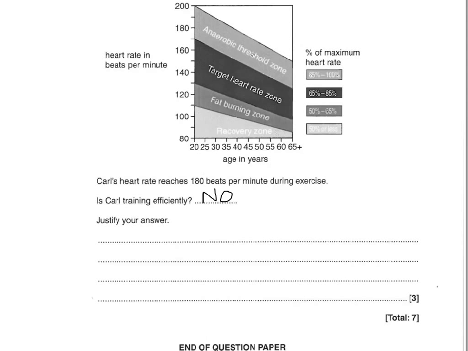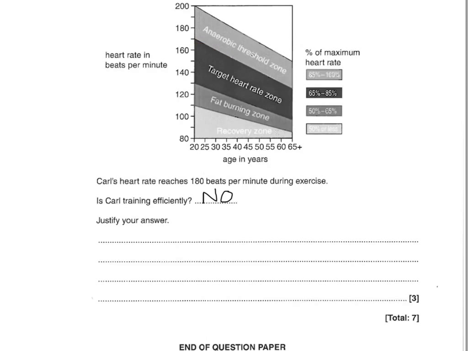So the first mark is for making the point that he's not within the target heart rate zone. So if he's 180 beats per minute, he's here, which is, he's 29, isn't he? So he's here, which is not in this target heart rate zone, so he's not training efficiently. So if you said that he's in the 85 to 100% max heart rate zone, or he's respiring anaerobically, or you said he is not within the target heart rate zone, or his heart rate puts him in the anaerobic threshold zone, that's the first mark. The second mark is for saying that he then builds up lactic acid, or he builds up an oxygen debt. That would be a second mark. And then the third mark would be for saying it causes fatigue or cramp or pain.